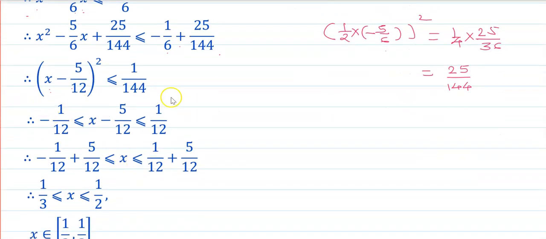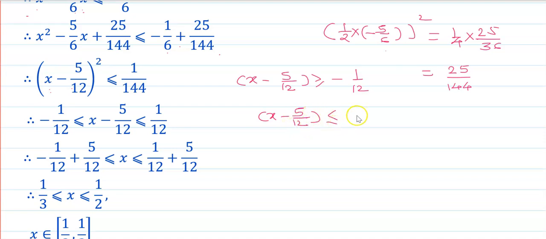Okay, and if you take its square root, then you will get 1. It's a minus sign, meaning x minus 5 upon 12 is greater than or equal to minus 1 upon 12, and the other one gives x minus 5 upon 12 is less than or equal to 1 upon 12. Hence x minus 5 by 12 lies between minus 1 upon 12 and plus 1 upon 12.